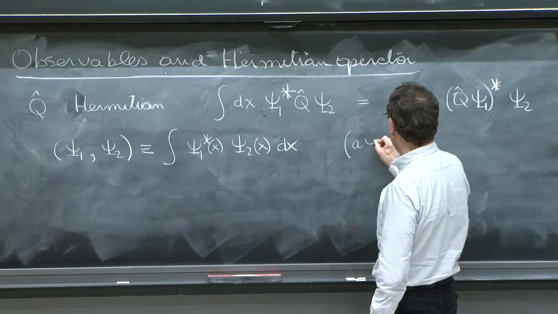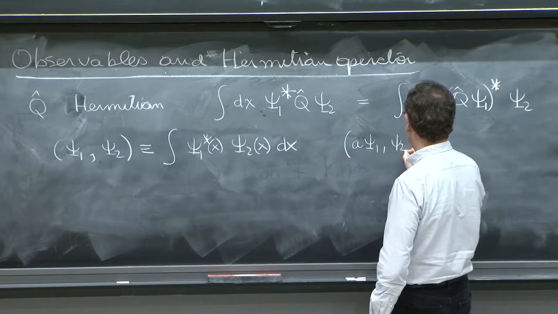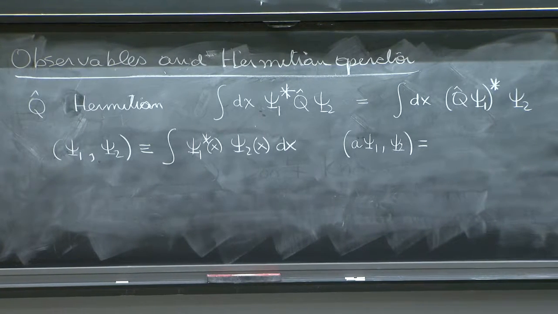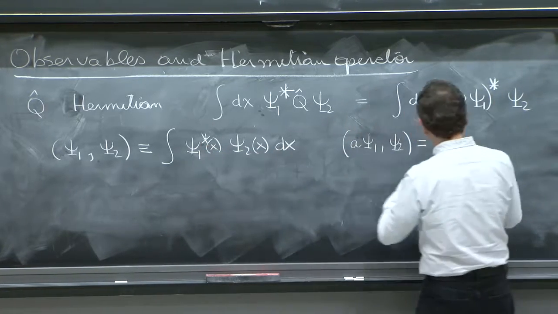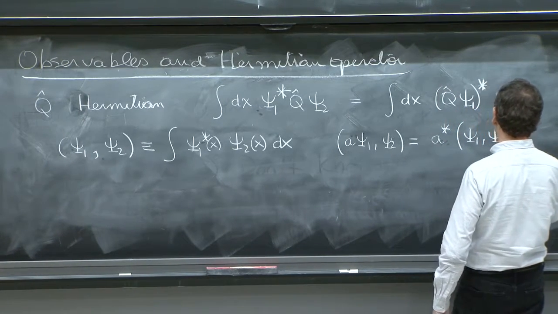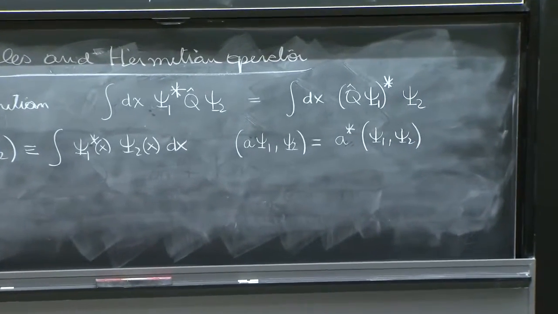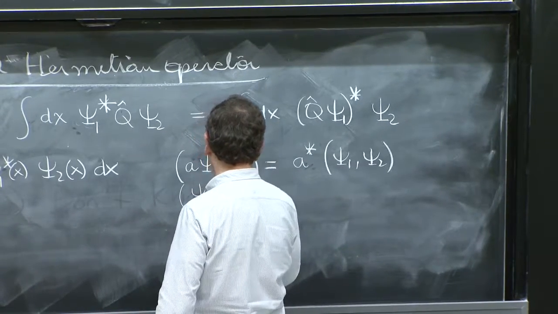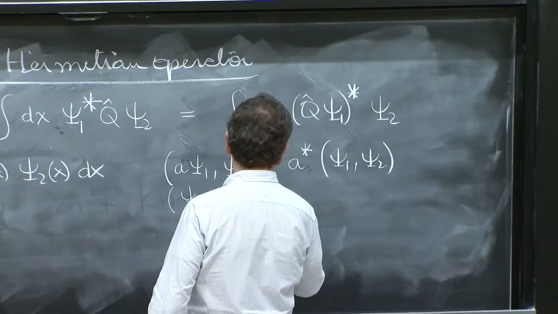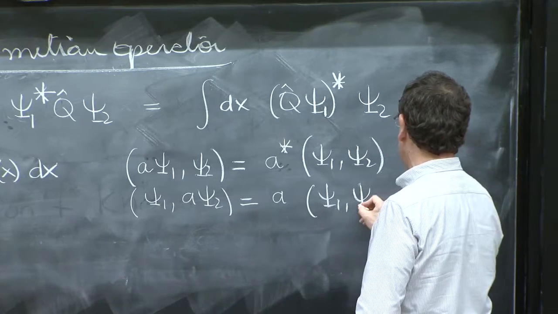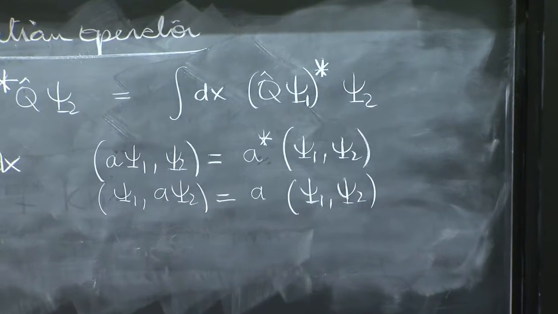This has a couple of obvious properties. If you put a number times psi 1 in the first input, the number will appear together with psi 1 and will be complex conjugated, so it can go out as A star, psi 1, psi 2. And if you put the number on the second input, it comes out as is, because the second input is not complex conjugated in the definition.